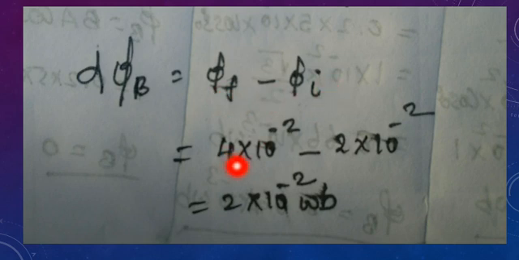Final flux is 4 into 10 power minus 2 and initial flux is minus 2 into 10 power minus 2. Therefore, 4 minus 2 is 2, therefore 2 into 10 power minus 2 Weber. So, this is the change in flux. With the help of this change in flux, we have to find out EMF.